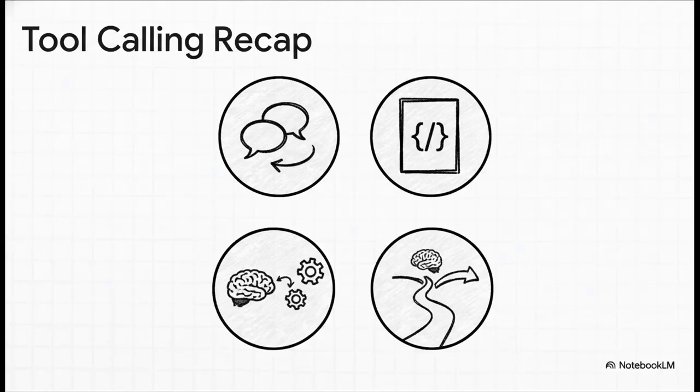Second, that JSON schema you write is the critical instruction manual for the model. Third, and I'm going to say it again because it's so important, the LLM is just the brain that delegates the task. It never runs your code. And finally, remember that the LLM is smart. It makes intelligent choices about whether a tool is even needed in the first place.